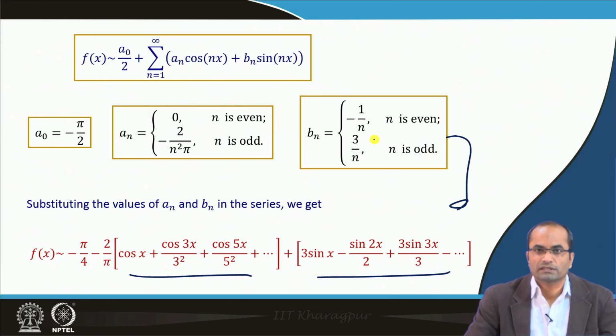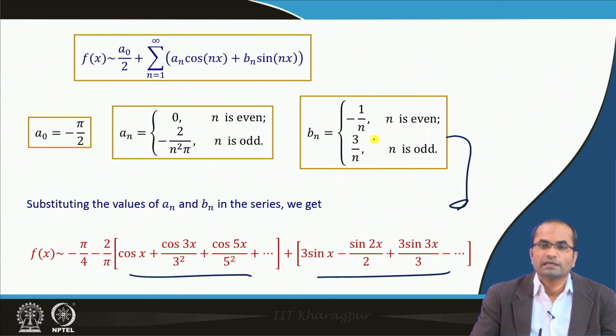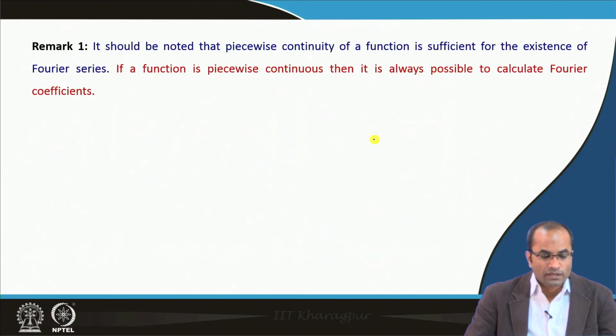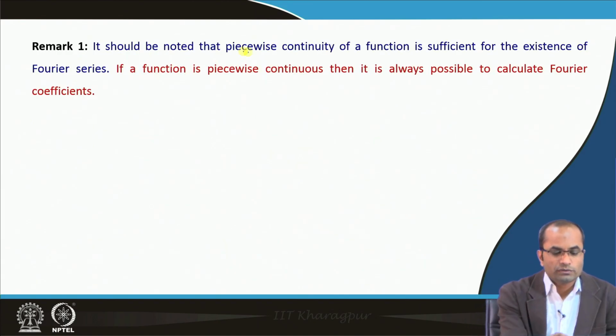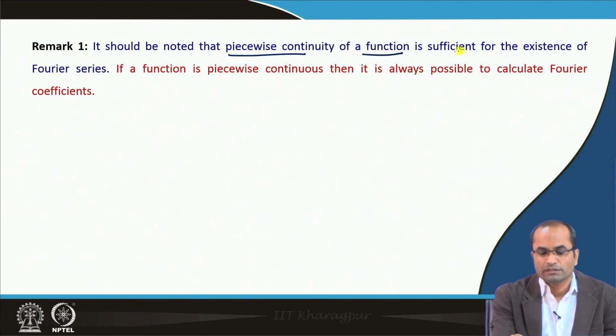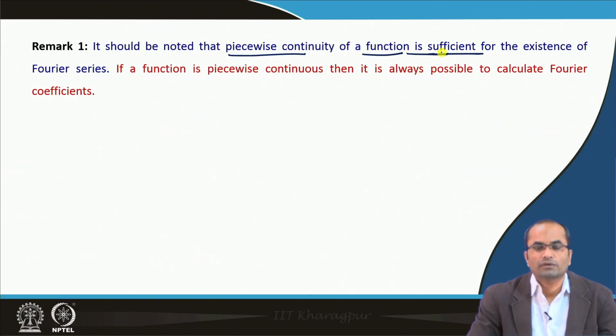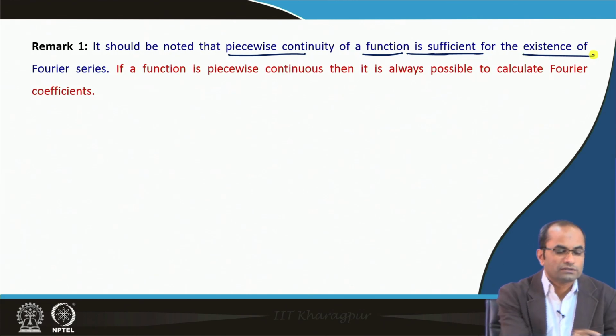The function was piecewise continuous. The piecewise continuity, which in the last lecture we have already discussed, ensures the integrability of the function in this range where we are integrating for the period. So, a_n and b_n can definitely be computed if the given function is piecewise continuous. So, just a remark: it should be noted that the piecewise continuity of a function is sufficient, exactly what I was discussing here, for the existence of the Fourier series.